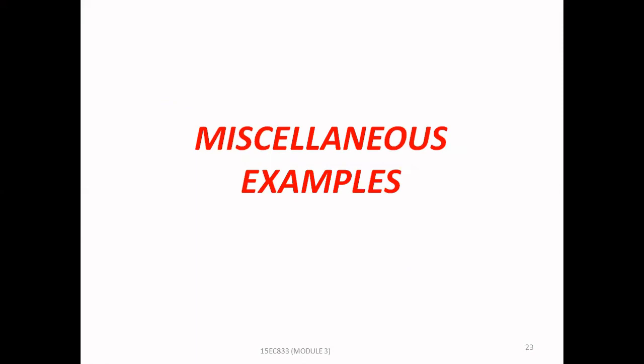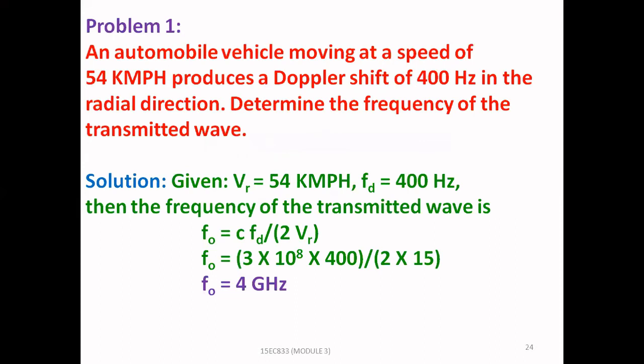So let us solve some examples. Problem 1. An automobile vehicle moving at a speed of 54 km per hour produces a Doppler shift of 400 Hz in the radial direction. Determine the frequency of the transmitted wave.